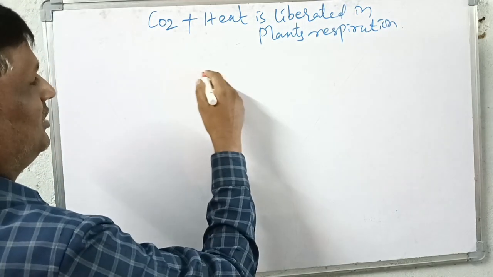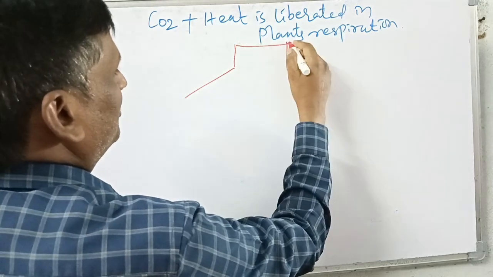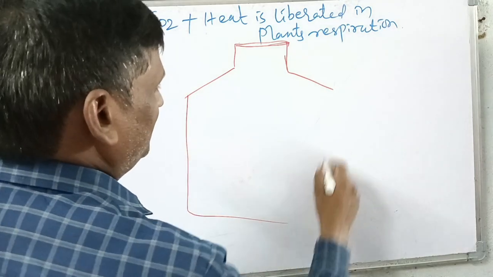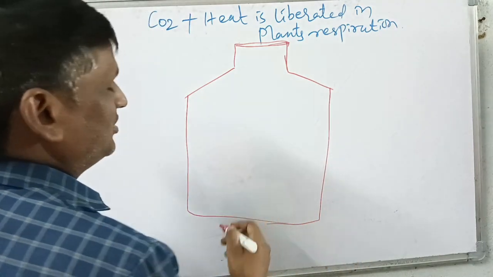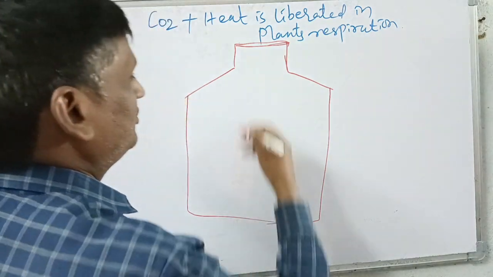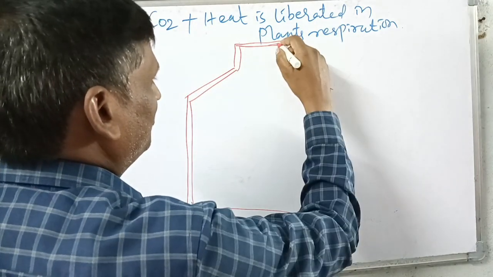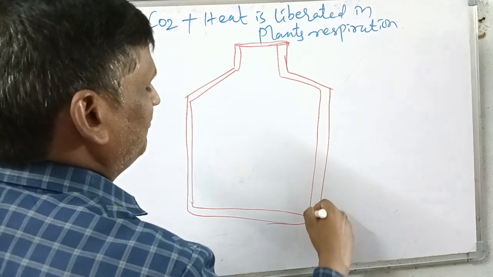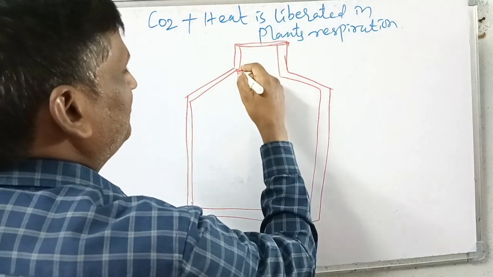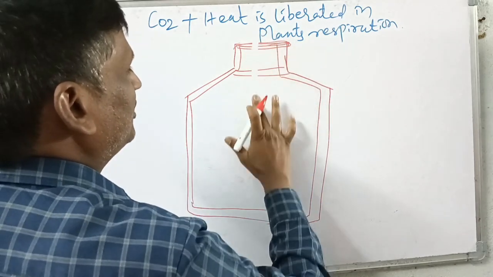For this purpose, we need to take a thermoflask. The thermoflask is one of the important structures which can prevent heat loss from the body. Its specialization is that it prevents heat loss. The thermoflask is fitted with a one-hole rubber stopper.